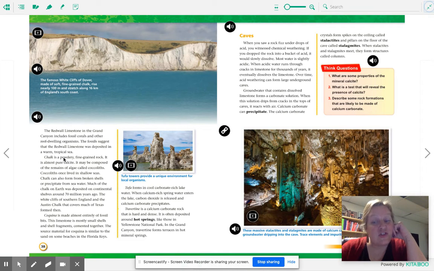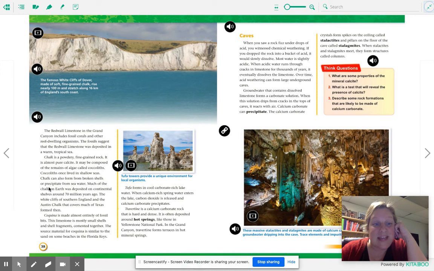Next we have chalk. Big reveal. Where did we see this all before? In our mystery mixture with chalk. Chalk is a powdery, fine-grained rock. It is almost pure calcite. It may be composed of the remains of algae called coccoliths. Coccoliths once lived in shallow seas. Chalk can also form from broken shells or precipitate.